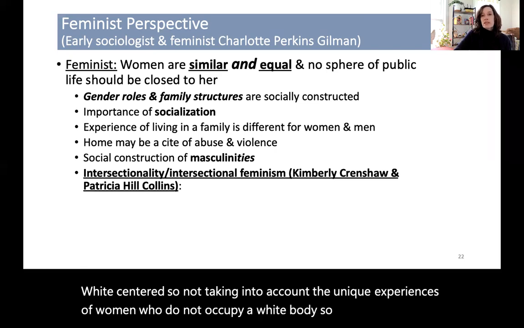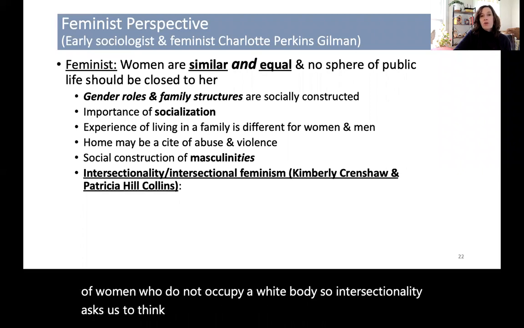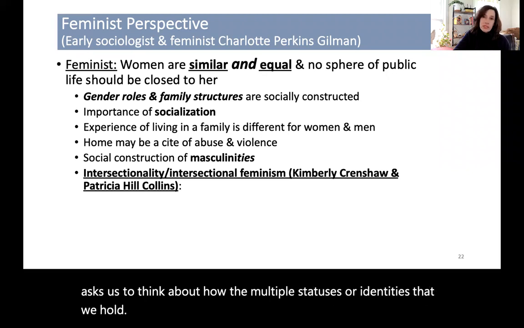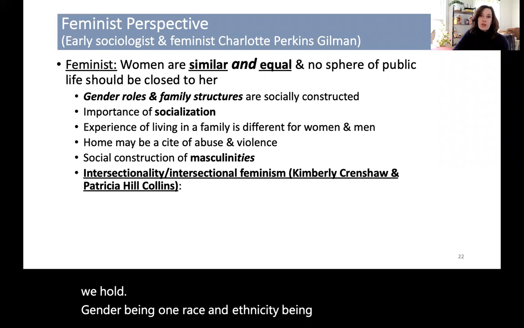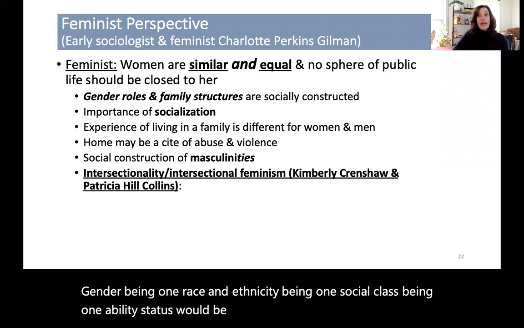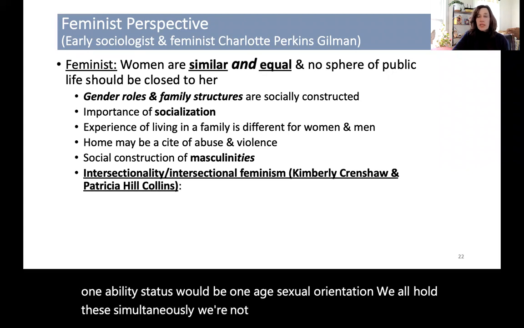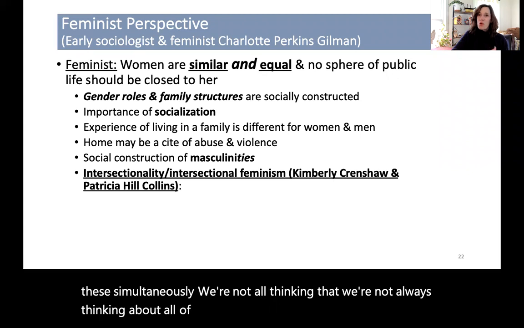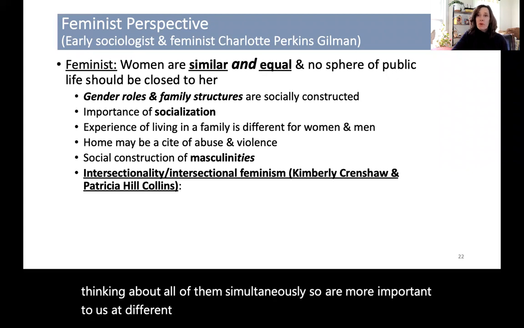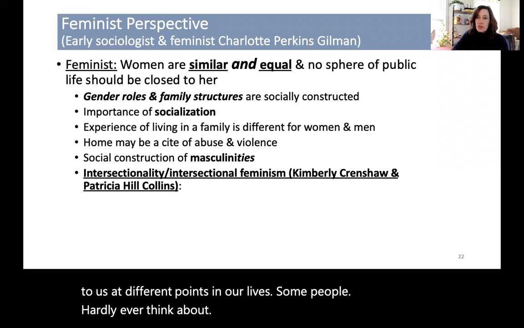Intersectionality asks us to think about how the multiple statuses or identities that we hold, gender being one, race and ethnicity being one, social class being one, ability status would be one, age, sexual orientation. We all hold these simultaneously. We're not always thinking about all of them simultaneously. Some are more important to us at different points in our lives. Some people hardly ever think about a particular status that they hold.